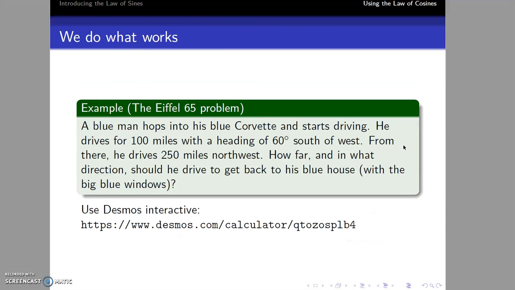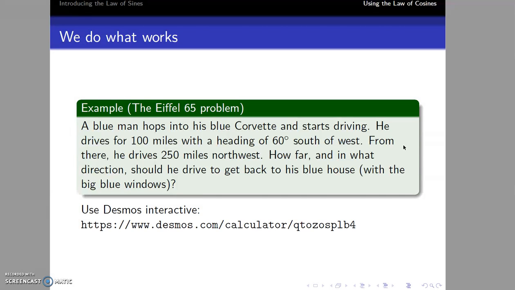And that brings us in now to application problems. We do what works. And so permit me, if you will, to introduce a terrible song reference. It's a blue man. He hops into his blue Corvette and then he starts driving. He drives for 100 miles with a heading of 60 degrees south of west. From there, he drives 250 miles straight northwest. So how far after he's hit the end of that does he have to drive, and in what direction should he drive to get back to his blue house with the big blue windows?